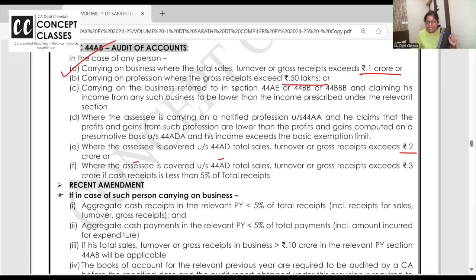One more thing is there. If your turnover exceeds 1 crore, get your books audited. If professional, and gross receipts exceed 50 lakhs, get your books audited. But here, very important: if your cash receipts are less than 5% of total receipts, meaning all your business is online, then not 1 crore, up to 3 crore you can go without audit. Samajh mein aa raha hai? You can go without audit.